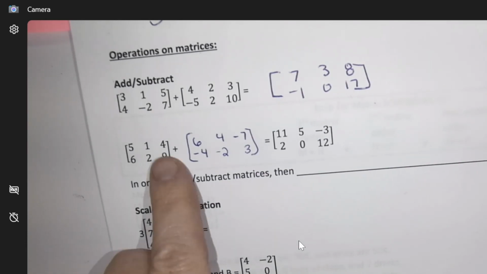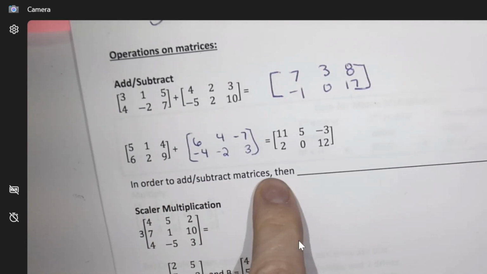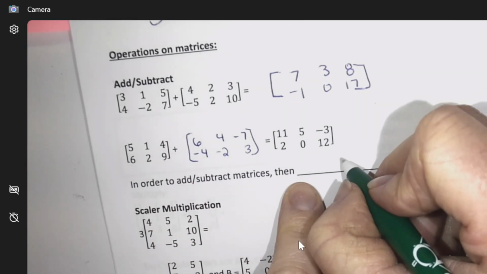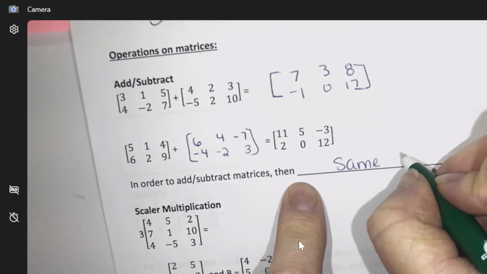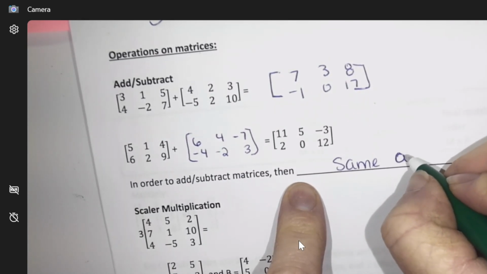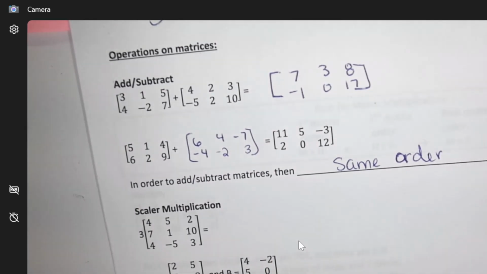Okay, so this was just me saying if you want to add and subtract, then same order. You have to just have everything the same rows and columns.